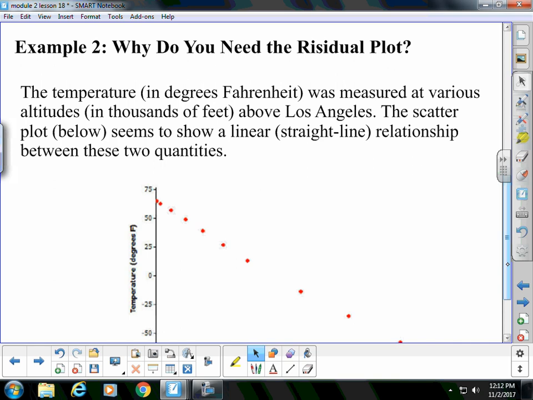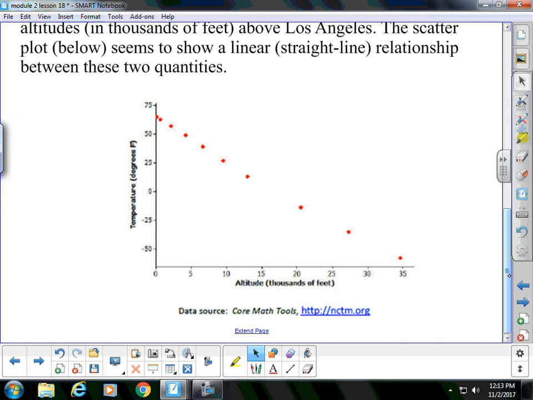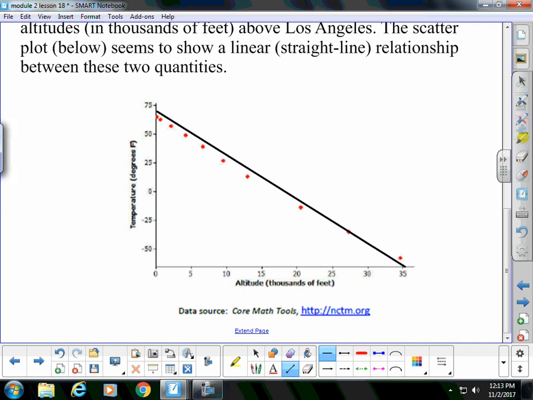The temperature in degrees Fahrenheit was measured at various altitudes in thousands of feet above Los Angeles. The scatter plot below seems to show a linear, straight line relationship between these two quantities. So if you look at this, it looks like we have a straight line here, or very close to a straight line. Of course, these are scatter plots, so they're never perfect. And it looks like there's a linear relationship there.